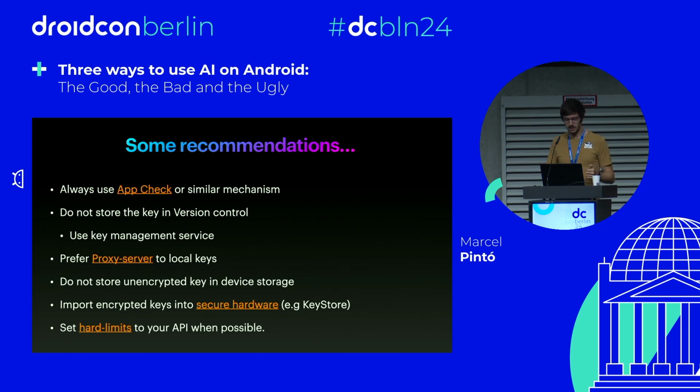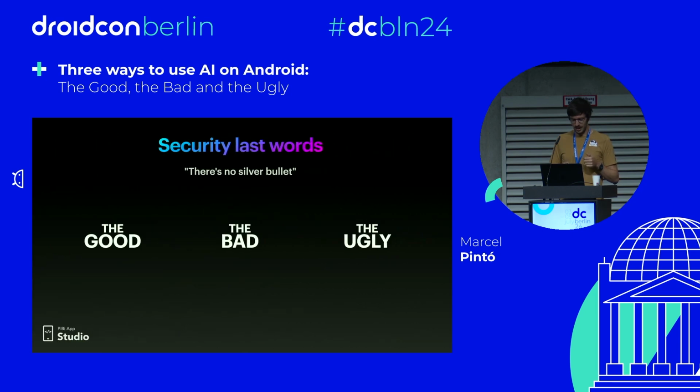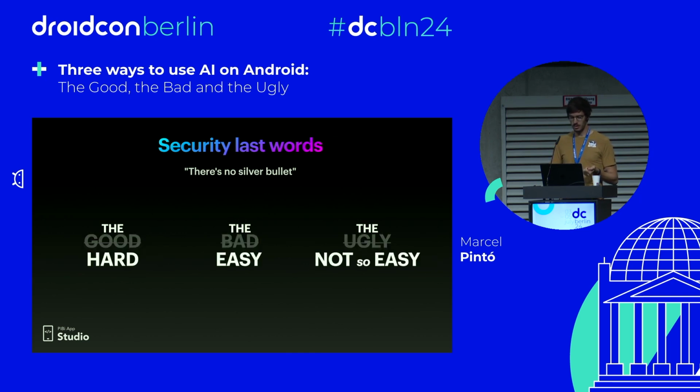And whenever possible, set hard limits to your API key usages. Sometimes it's not possible, but if it is, it's better to do that to make sure that you are not paying a lot of money. Okay, last words, there is no silver bullet. I think you all know that, right? When we talk about security. So probably we could just rename this to the hard, the easy, and the not so easy to hack.